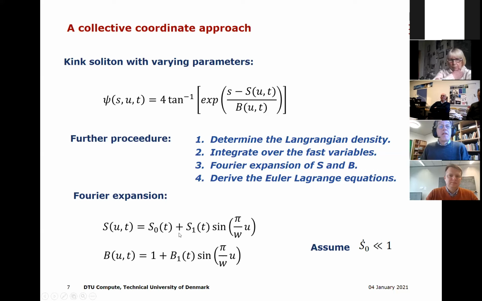There enters S naught and S1 times sine pi over W times U. So we separate variables. And also B is a Fourier transform. Actually, there are more terms, but they are neglected. In addition, S1 here is actually also neglected. And we assume, among further things, that S naught dot is much smaller than 1. That is a relatively slow velocity of our soliton.